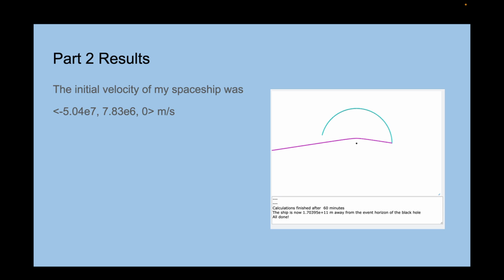I found that the initial velocity of my spaceship was this vector right here, negative 5.04 times 10 to the 7th in the x, and 7.83 times 10 to the 6th in the y. And here is the result from my computational model that shows the trajectory of the spaceship here in pink, and the orbit of the planet in blue.